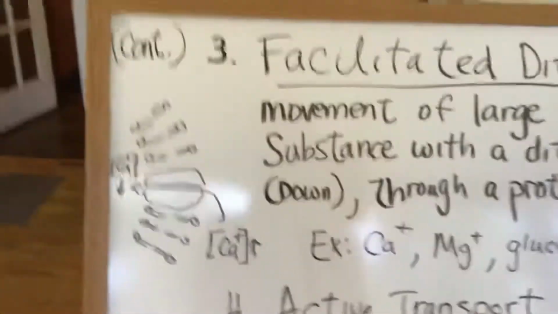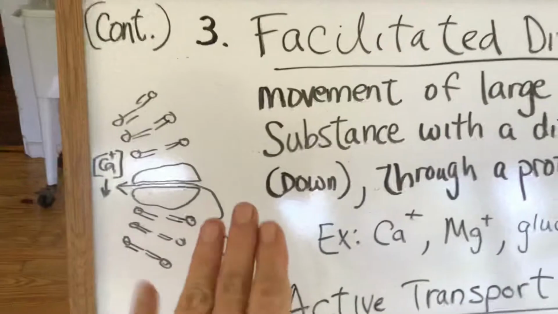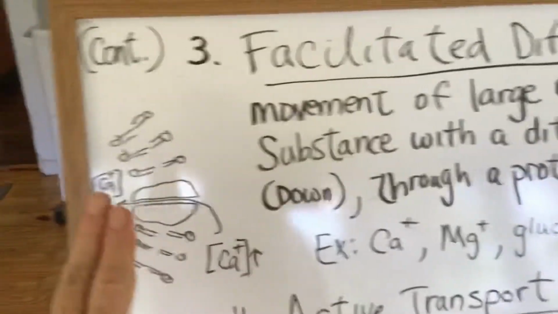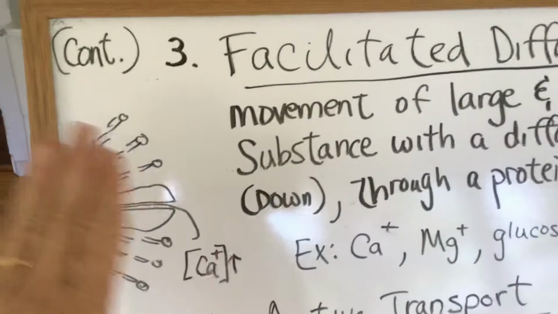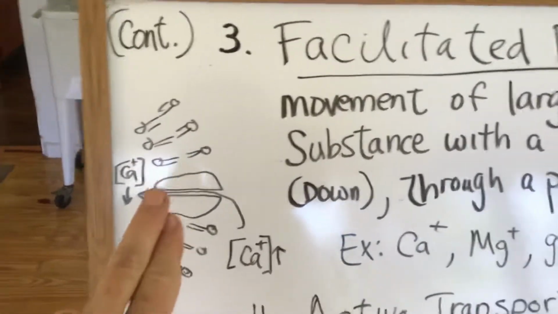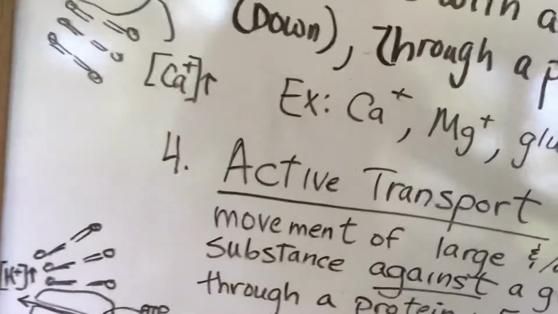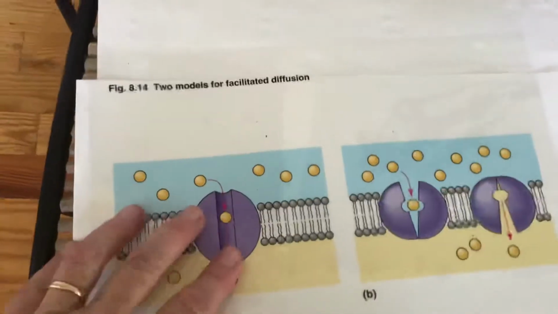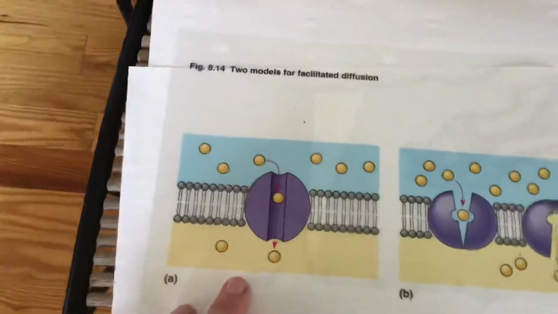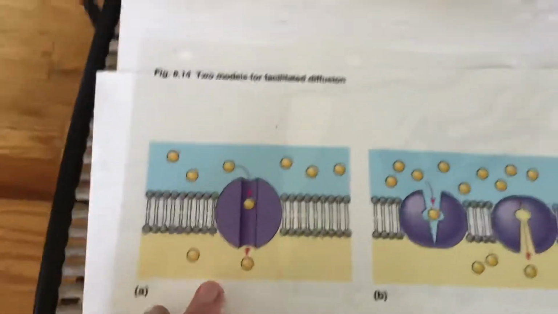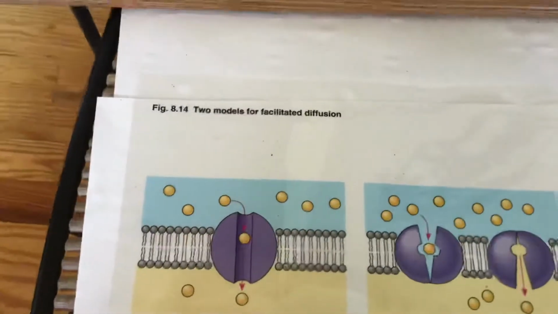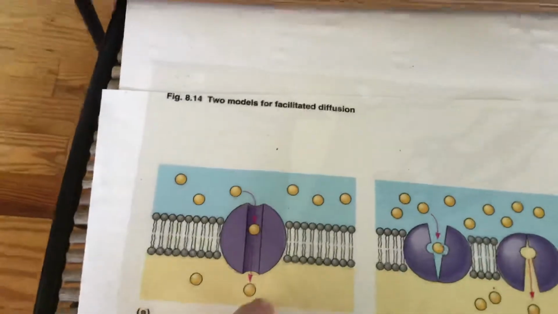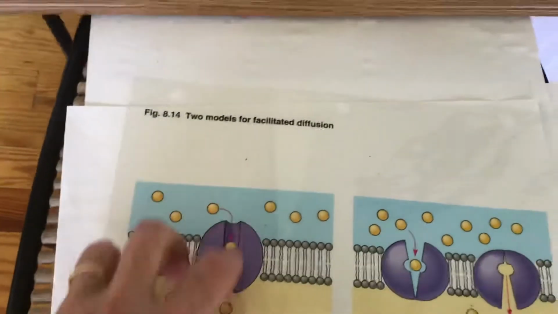Now, this is the drawing of the situation. I still have a high concentration on this side and a low concentration on this side, so it's still going to move with a concentration gradient. It just has to go through a protein. Now, there's different kinds of proteins. There's what they call the channel protein, which is basically the size of the molecule in question. So anything that's that size or smaller would go through, including water, by the way, could go through a channel protein if it's small enough. So anyway, it's going to be going through that channel.